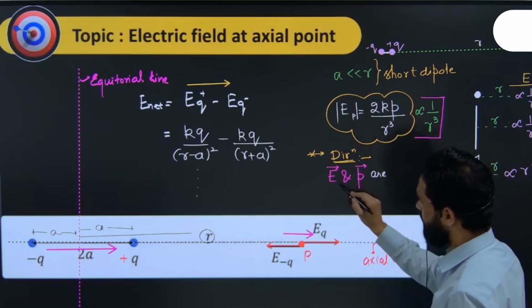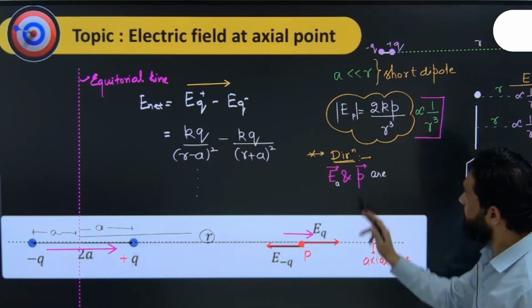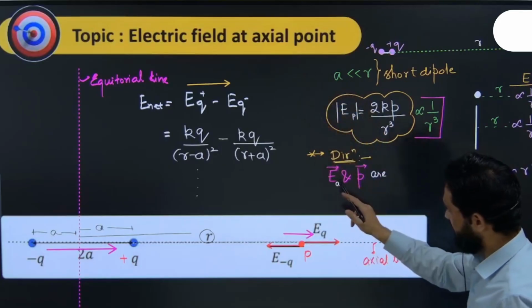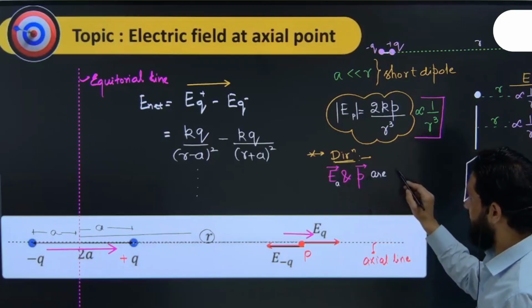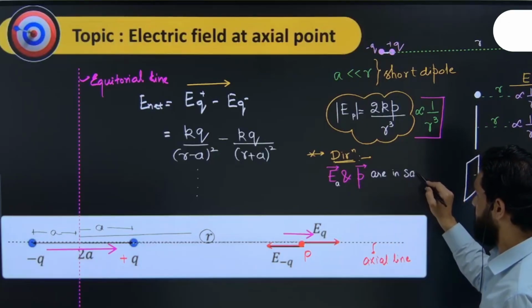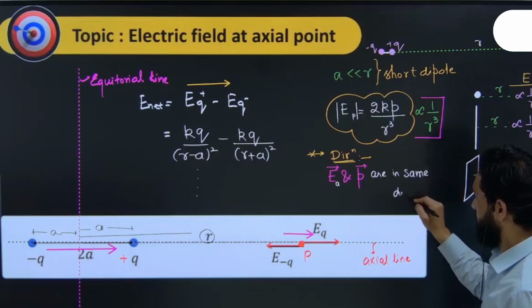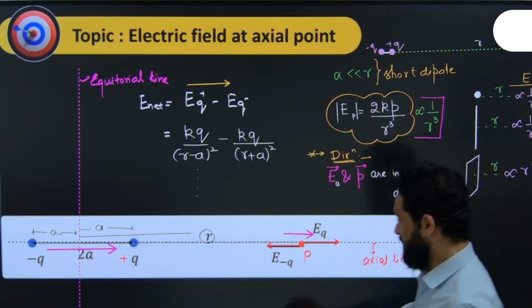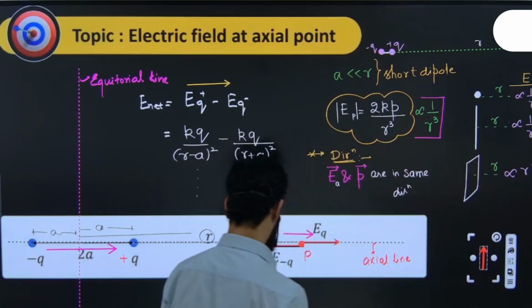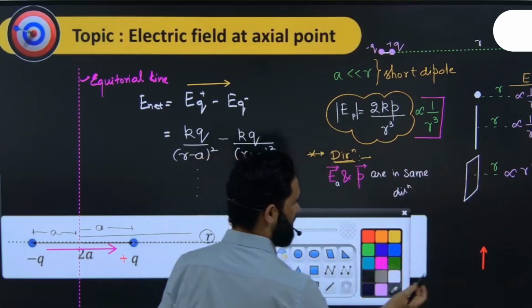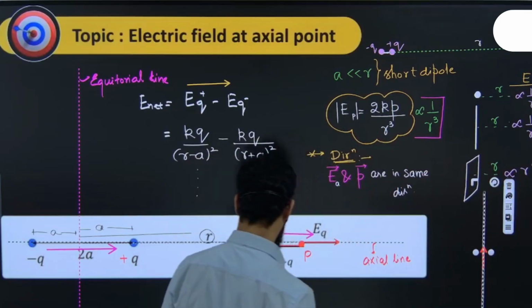But it is true only for the electric field at an axial line. We are discussing the axial point. Electric field at an axial line anywhere and the dipole moment are in the same direction. It means if I have a dipole moment upwards, and I want to know the electric field anywhere on this line.